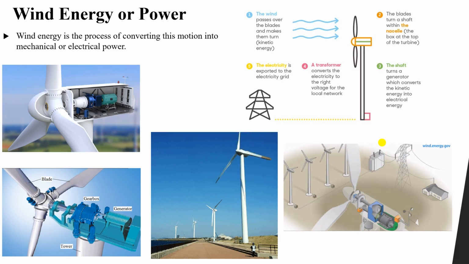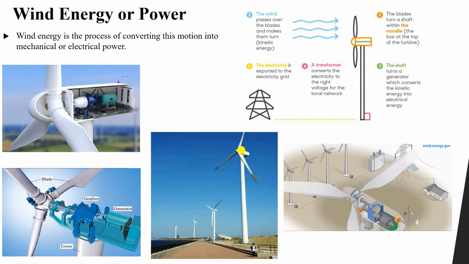So here we have the shaft turning a generator, which converts the kinetic energy of the blades into electrical energy. Now sometimes between them, this shaft connected to the blades is connected to a gearbox. As you can see here, this one is called the gearbox. What is the benefit of this one? It converts the low speed of the turbine into a very high speed for the electrical generator.